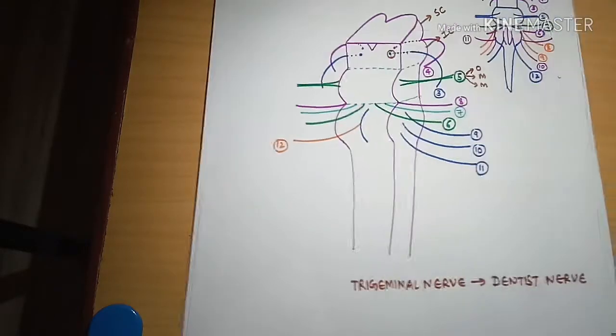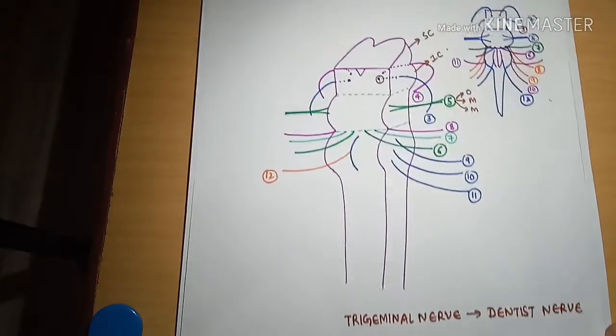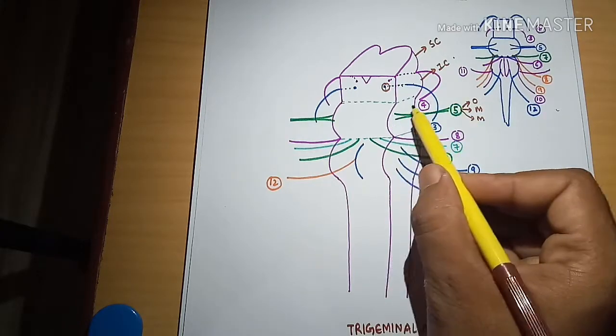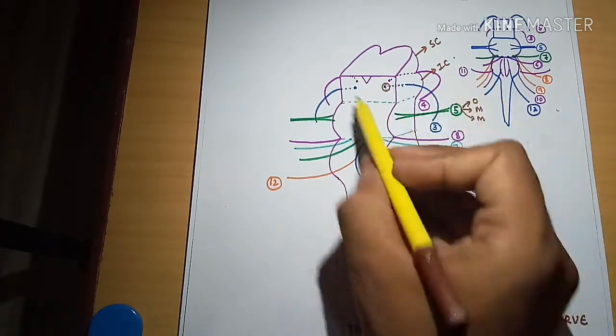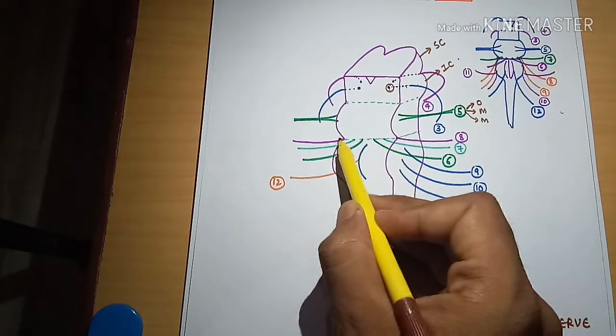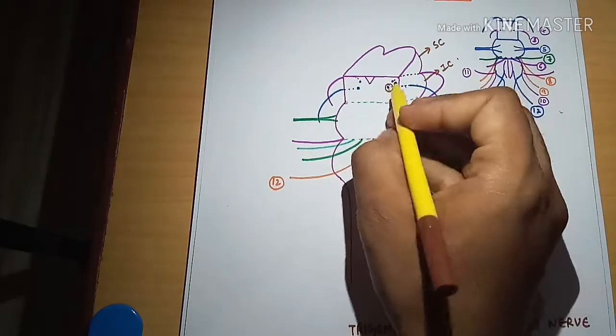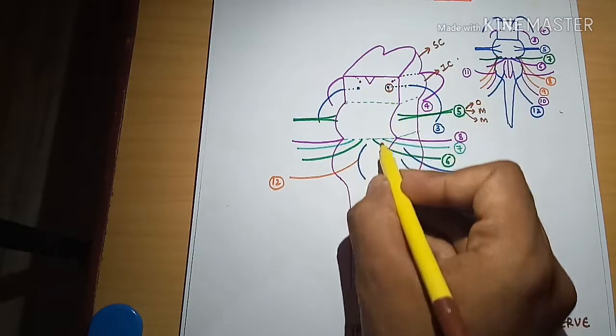Okay, the trigeminal nerve is also called the dentist nerve. The trigeminal nerve gets its origin from the anterior lateral side of the pons varolii. This portion is the pons varolii, and the nuclei of the trigeminal nerve are present in the full brainstem.